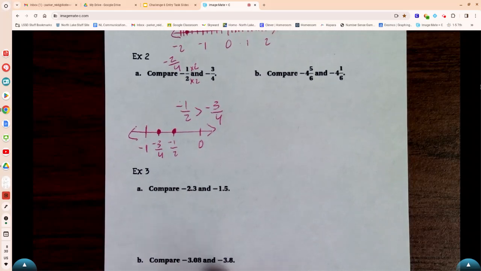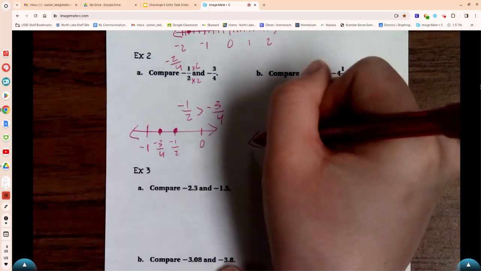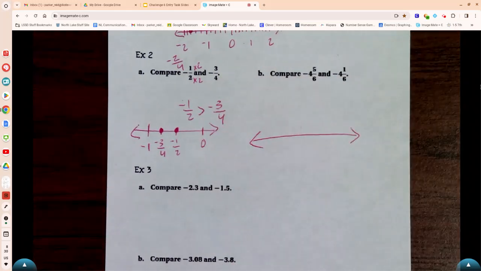Okay, we're going to do this one. Compare negative 4 5/6 and negative 4 1/6. So again, I'm going to go ahead and draw my number line. And this time I'm not even going to put a 0 on here. Where would these numbers fall in between? Which two integers would these fall in between? Neil? Negative 4 and negative 5.